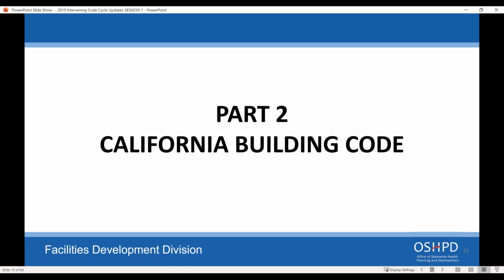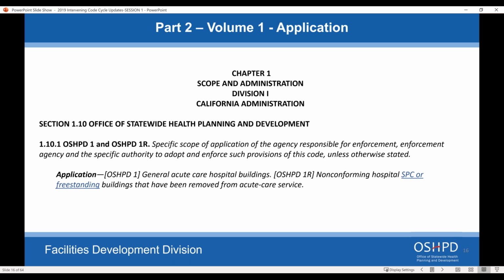We're going to jump over to part 2, the building code, and we are going to cover volumes 1 and 2 today. So at the very beginning, we're just changing the application of an OSHPD 1 building or a 1R building to include, it used to say non-conforming hospital building. We're including a non-conforming hospital SBC or freestanding. And this is the reason we added that freestanding definition, because a hospital building can be a freestanding building if it's removed from acute care service and stays under OSHPD jurisdiction for any reason. So we're just clarifying that definition. Shouldn't affect too many of you.